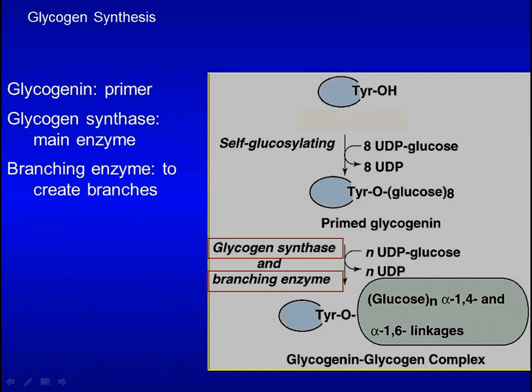This picture summarizes glycogen synthesis. It starts with glycogenin. This is glycogenin. It adds the first glucose to its tyrosine residue and continues to add 7 more. Now, glycogenin is primed. Glycogen synthase comes in and adds more glucose to the non-reducing end. Branching enzyme comes to create branches.